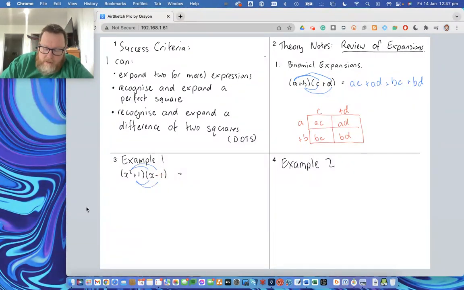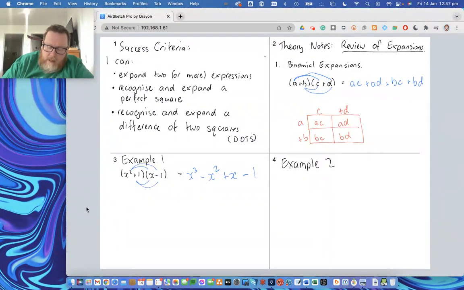So x squared times x is x cubed. x squared times minus 1 is minus x squared, because a positive times a negative is negative. 1 times x is x, and 1 times minus 1 is minus 1. And we do a quick check, and yep, there are no like terms, so that's our final answer.